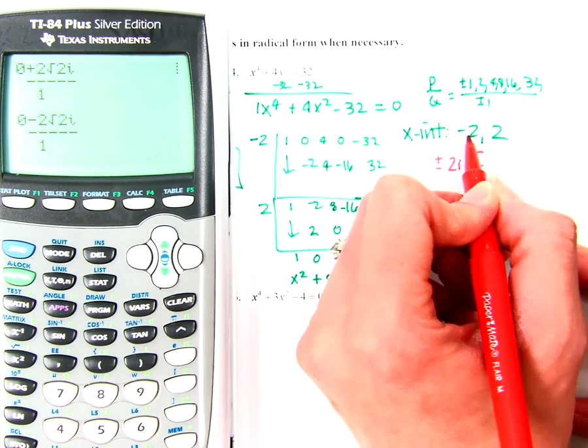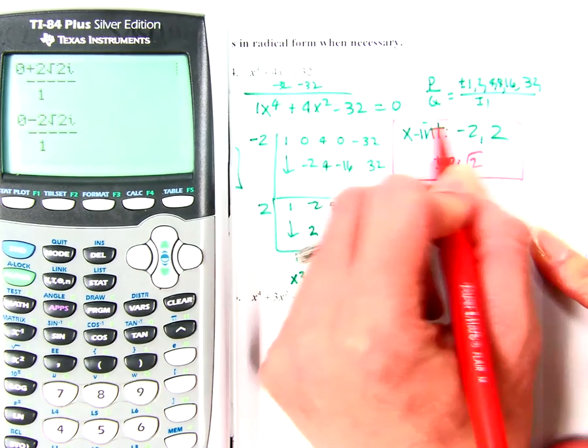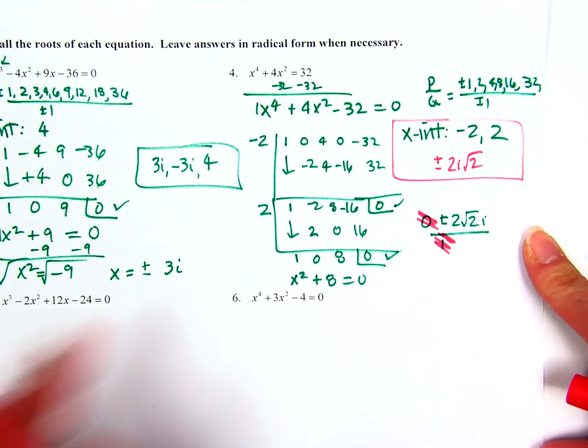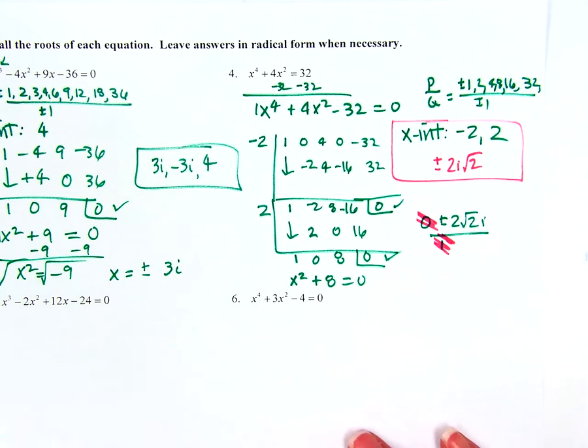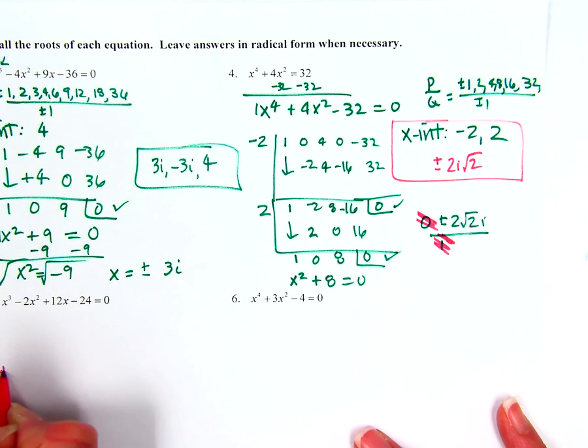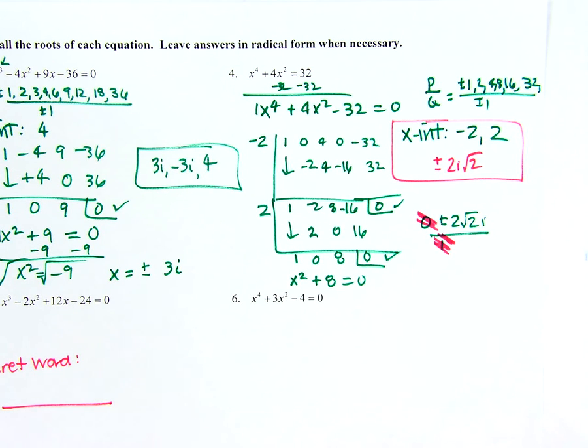So these are two answers, 3 and 4. Right? You should have the same amount of answers as the degree of your function, which in this case was 4. All right, so your secret word of the day is skip number 5. So we're going to skip that problem.